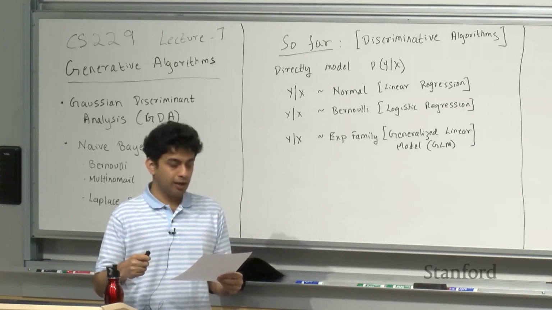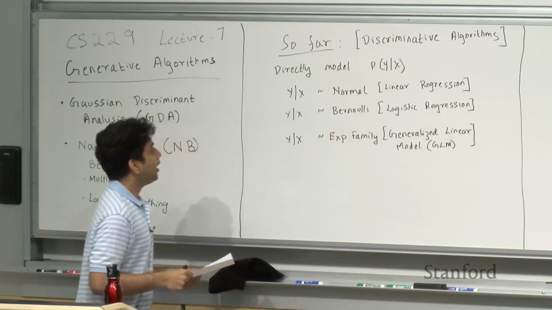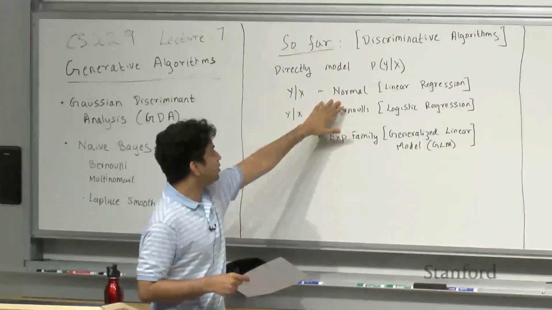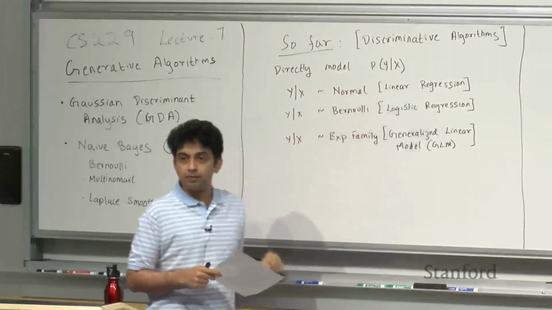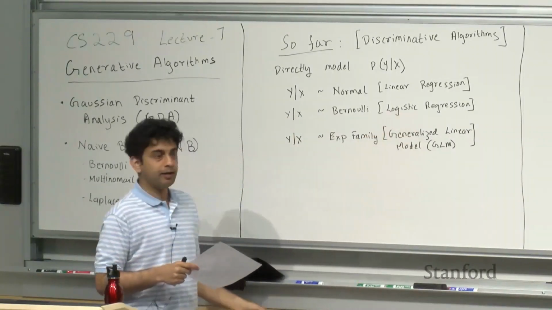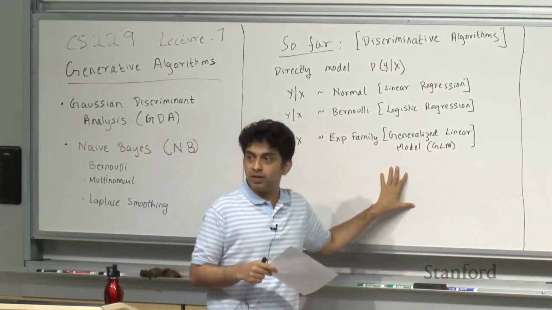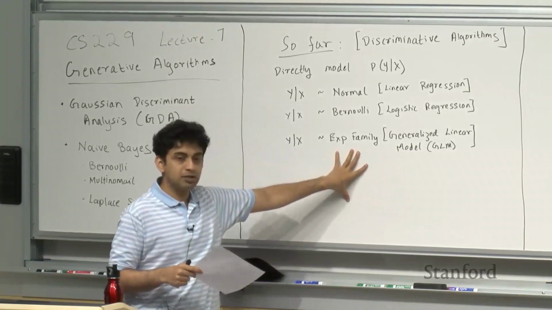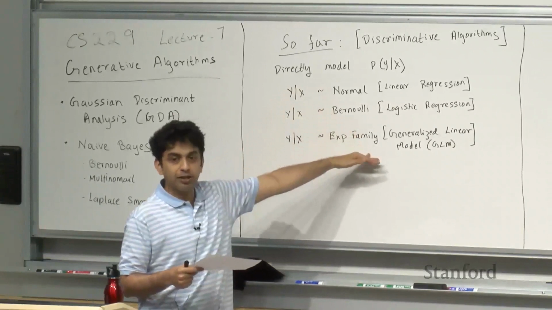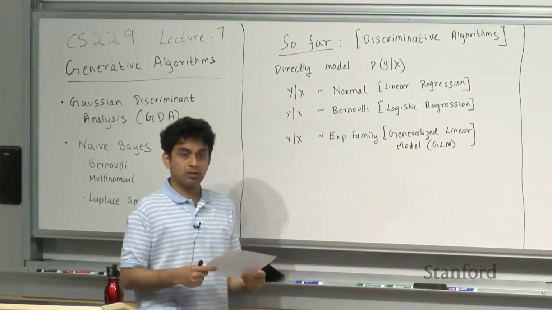Right? And in the supervised learning setting, we are interested in learning mappings from x to y. And when y given x is assumed to be a normal distribution, what we get as a consequence is linear regression. And when y given x is assumed to be Bernoulli, as a consequence we get logistic regression. And when y given x is assumed to be in the exponential family, we get generalized linear models. And we saw that generalized linear models is a broad family, and it includes normal and Bernoulli as special cases. So linear regression and logistic regression are special cases of generalized linear models.